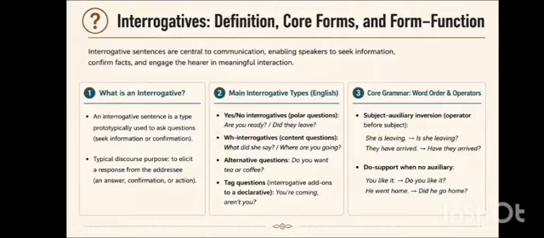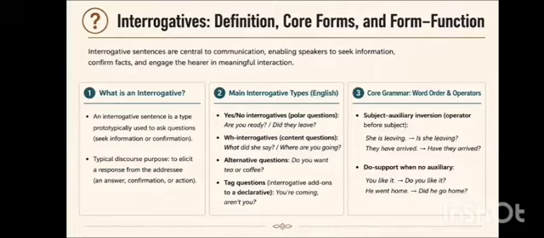Yes-no interrogatives, or polar questions. These questions can typically be answered with a simple yes or no. They are formed by inverting the subject and auxiliary verb. For example, are you ready? Did they leave?